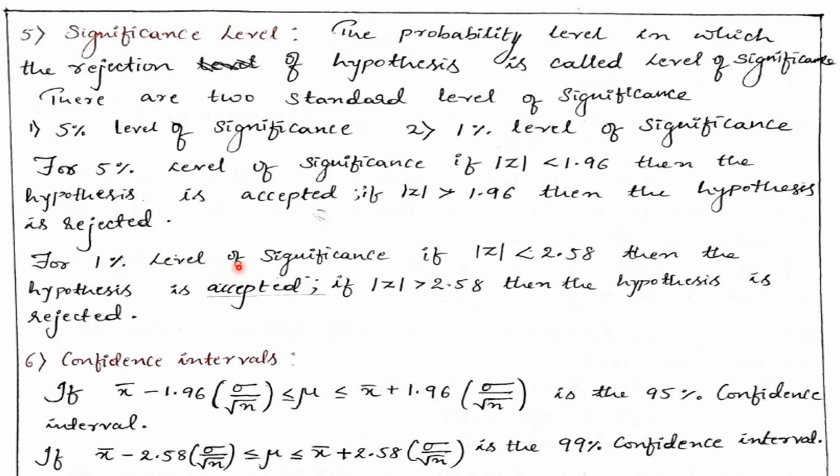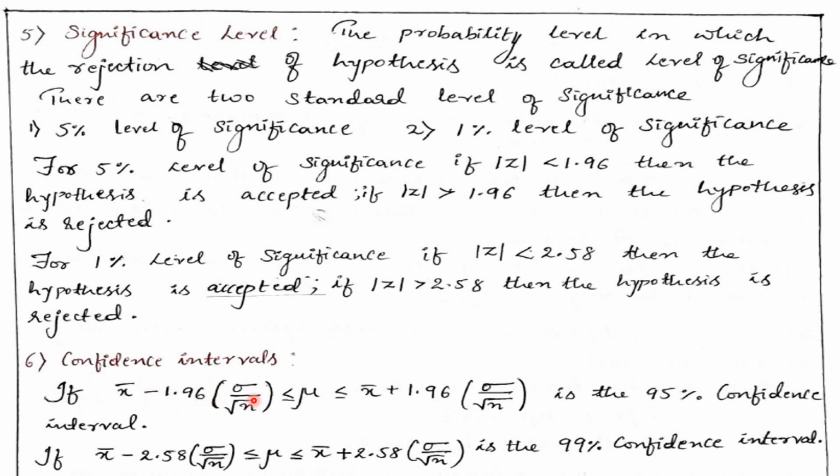In case of 1% level of significance, if mod z is less than 2.58, then the hypothesis is accepted. If mod z is greater than 2.58, then the hypothesis is rejected. So in case of 1% level of significance, if mod z is less than 2.58, the hypothesis will be accepted; in case mod z is greater than 2.58, we will reject that hypothesis. Then moving on to the important definition called confidence intervals.